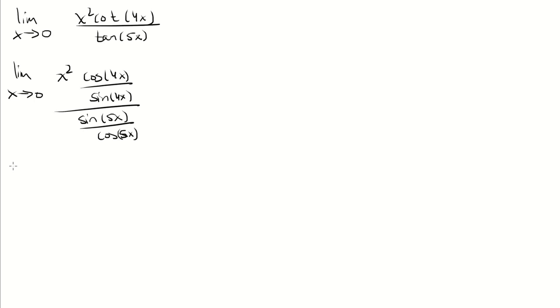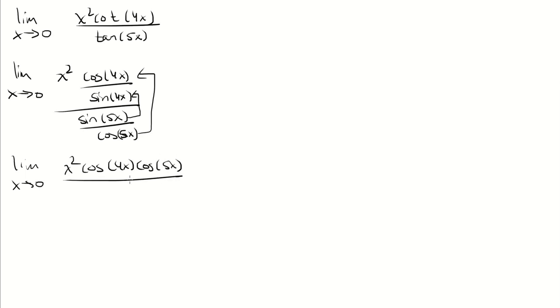The next step, I want to have basically sine over something x. So before we do that, actually, let's rewrite this. So this cosine 5x will go on the top, and the sine 5x will go on the bottom here. So it's x squared cosine 4x cosine 5x over sine 4x sine 5x.